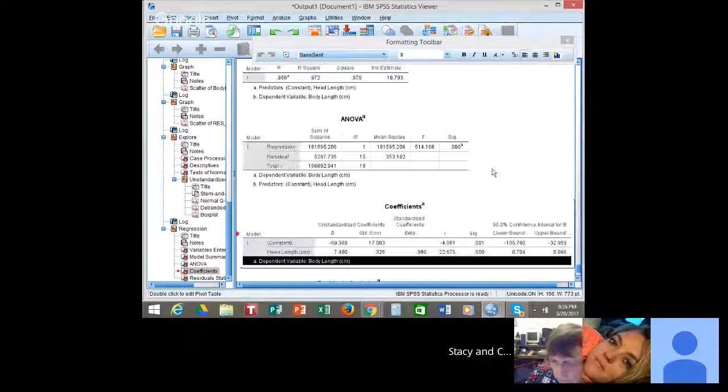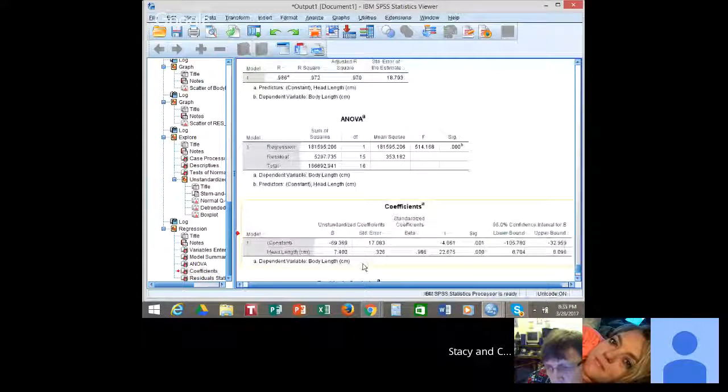And in order to have that confidence interval, when you went in and did that linear regression, you just go to statistics and click on confidence interval, and you'll find it in the coefficients box on the bottom line under head length. 6.704 is our lower bound and 8.096 is our upper bound.